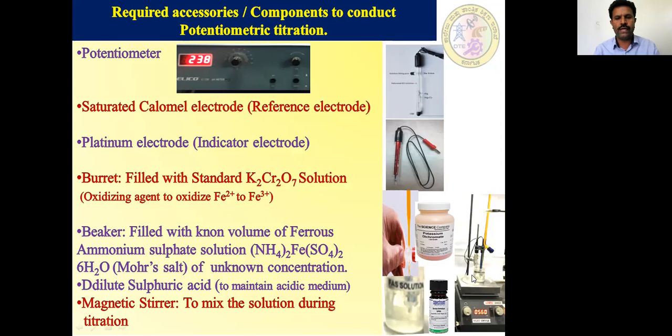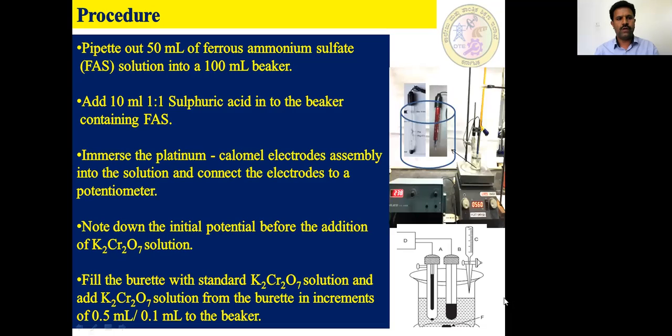And dilute sulfuric acid is used to maintain acidic condition, and a magnetic stirrer with stirring bar is used to mix the solution during titration. So this is our experimental setup in our laboratory. So let's go through the procedure.